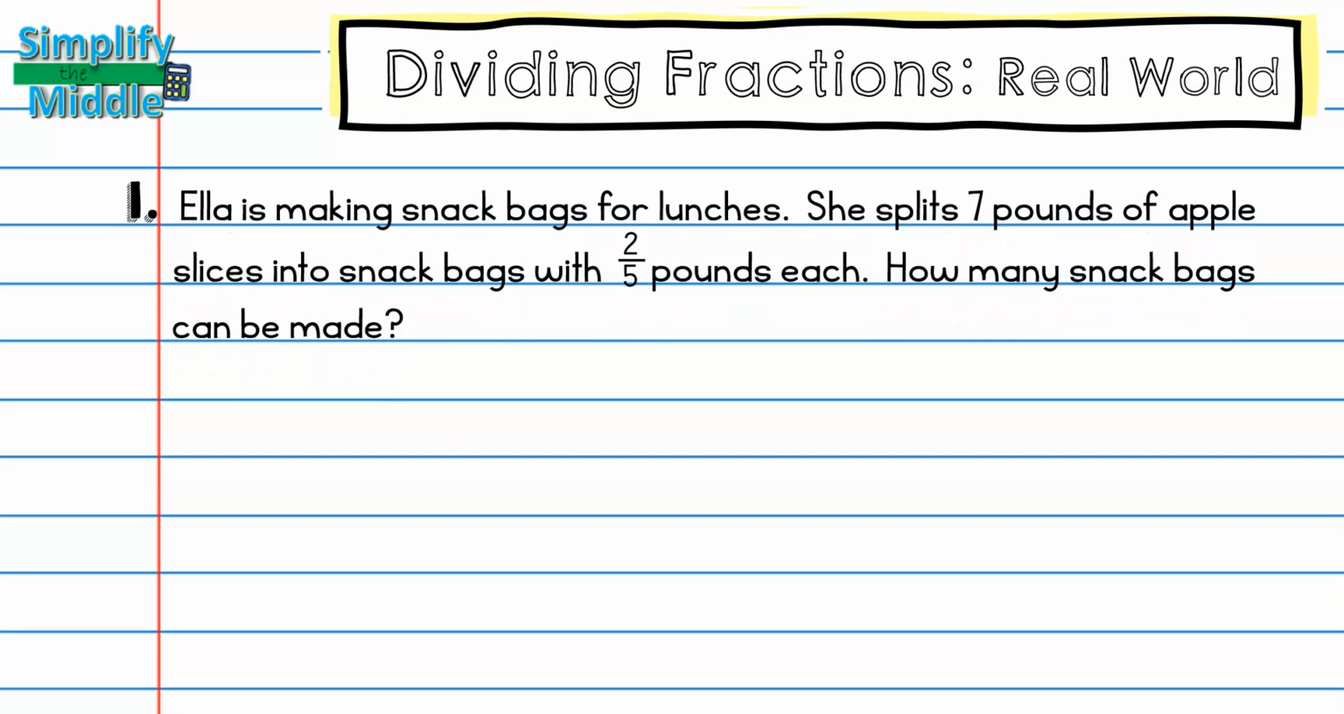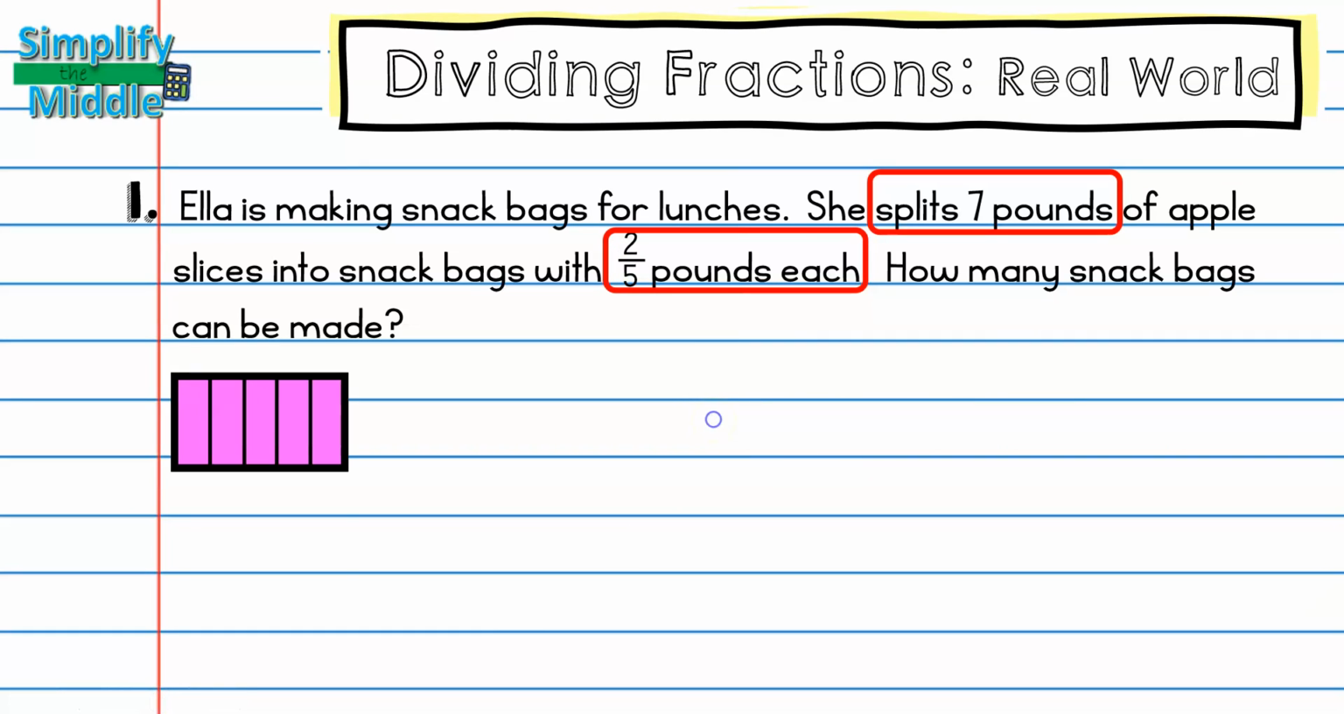In our first situation, Ella is making snack bags for lunches. She splits 7 pounds of apple slices into snack bags with 2/5 pounds each. How many snack bags can be made? Here we can box some important information. We have split 7 pounds and 2/5 pounds each. The word each can mean multiplication or division, depending on the way that it's used. But in this case, I know that it's a division problem because I'm going to be splitting something, and each means even groups.